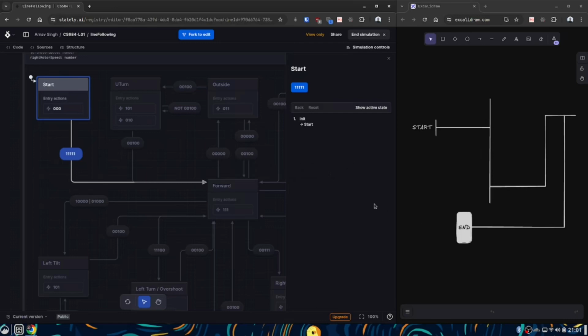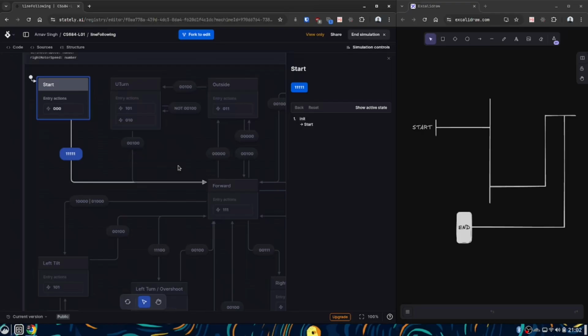Hi, this is the demonstration of the state chart of Team Interrupt Junkies. We are considering this sample map here for a line following robot, and on the left is the state chart of the robot. We are modeling all sensor inputs as binary 0, 1, so the total sensor input would be a 5-bit string.